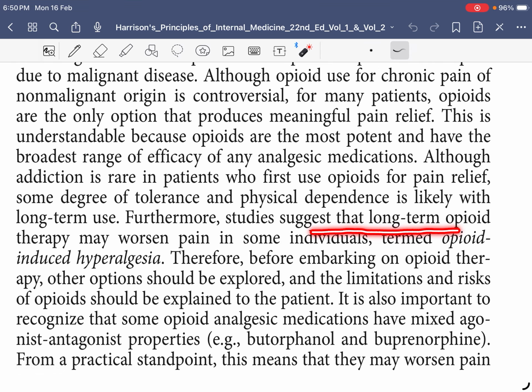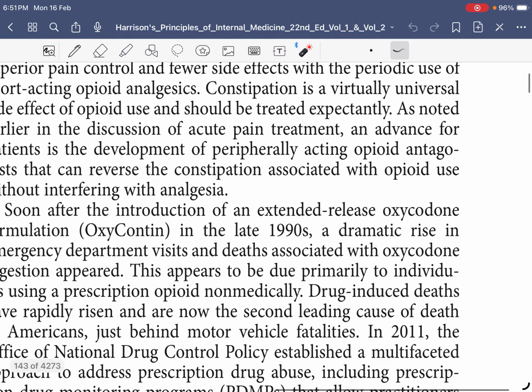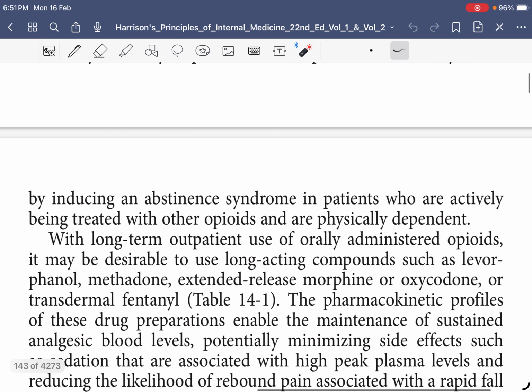Furthermore, studies suggest that long-term opioid therapy may worsen pain in some individuals, termed opioid-induced hyperalgesia. Therefore, before embarking on opioid therapy, other options should be explored, and the limitations and risks of opioids should be explained to the patient. It is important to recognize that some opioid analgesic medications have mixed agonist antagonist properties, for example butorphanol and buprenorphine. From a practical standpoint, this means that they may worsen pain by inducing an abstinence syndrome in patients who are actively being treated with other opioids and are physically dependent.